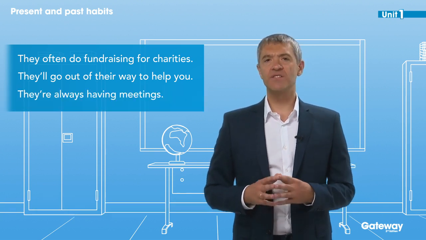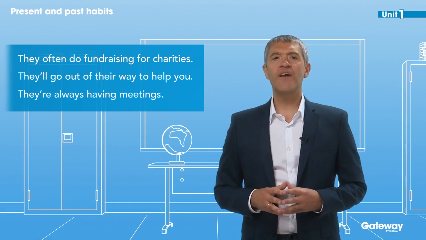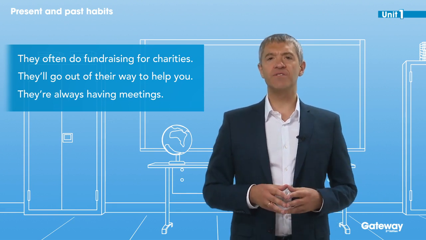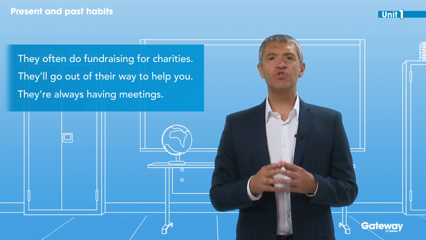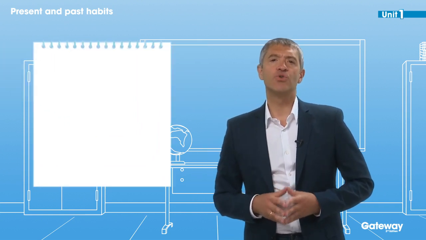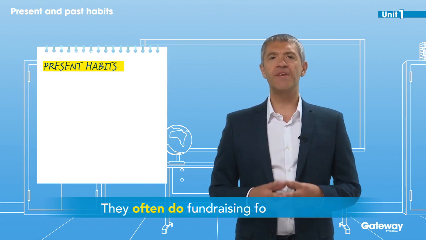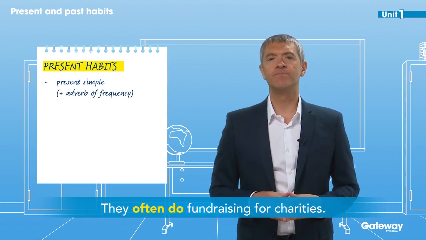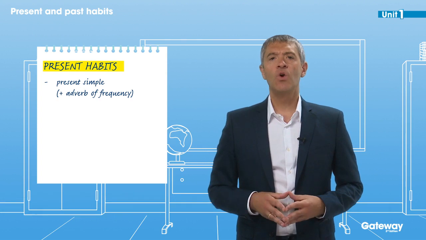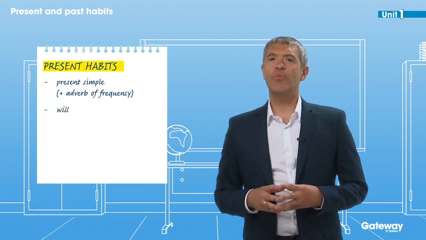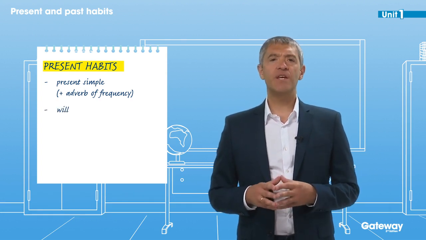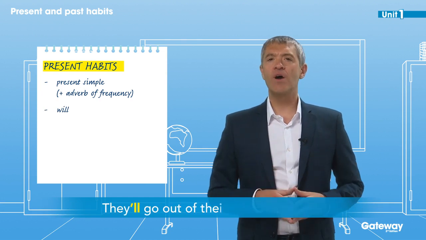Let's have a look at those sentences for a minute. They all talk about present habits. As I'm sure you know, the most common way to talk about present habits is to use the present simple, often with an adverb of frequency. We can also use will to talk about present habits. So we said before, they'll go out of their way to help you.